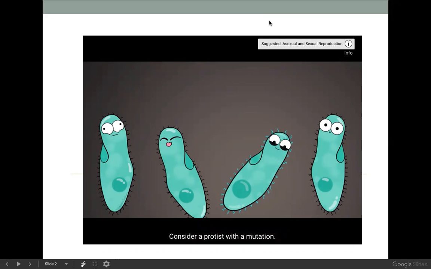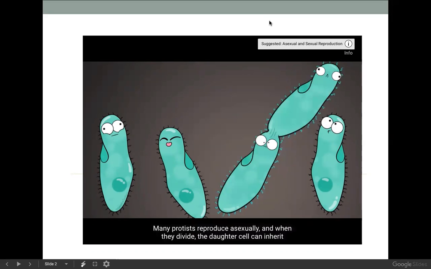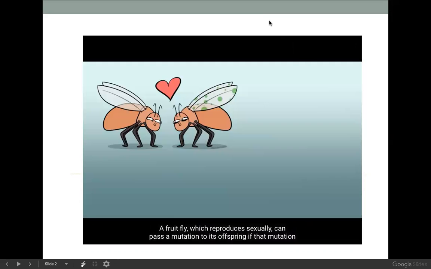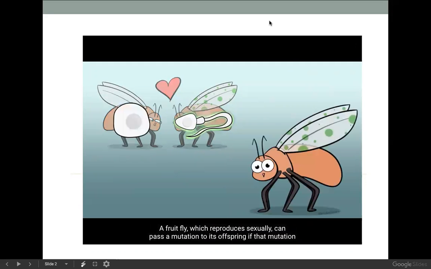Consider a protist with a mutation. Many protists reproduce asexually, and when they divide, the daughter cell can inherit the same mutation. A fruit fly, which reproduces sexually, can pass a mutation to its offspring if that mutation is found in the genetic material of the sperm or egg cell.